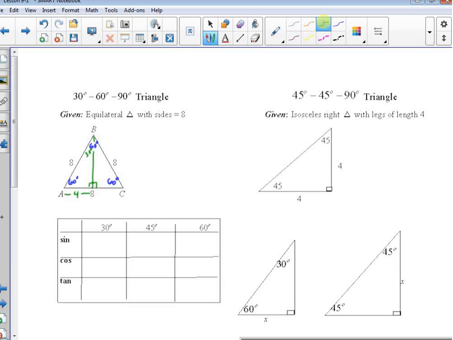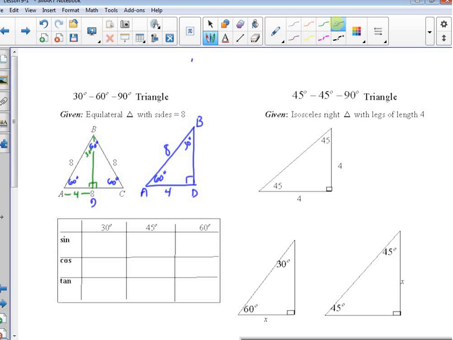So really what our triangle looks like is, and I'm going to call this D. So there's D, there's B, and there's A. This was 4. This was 60. This was a right angle. This is 30, and that's 8. So here's your 30-60-90, but we need to find the length of BD.